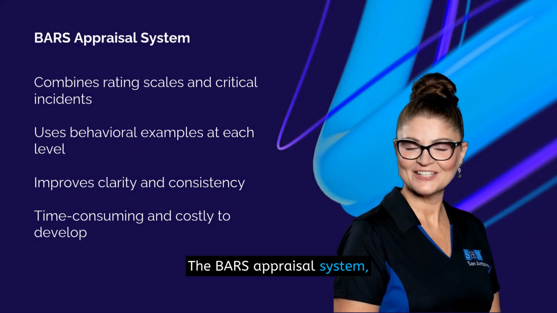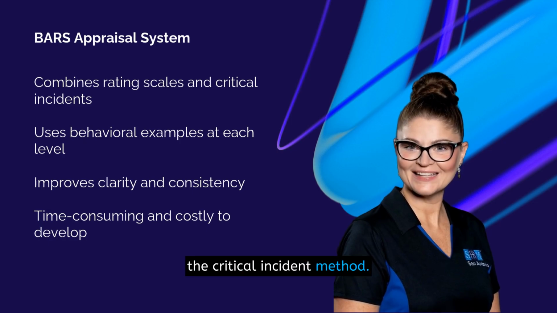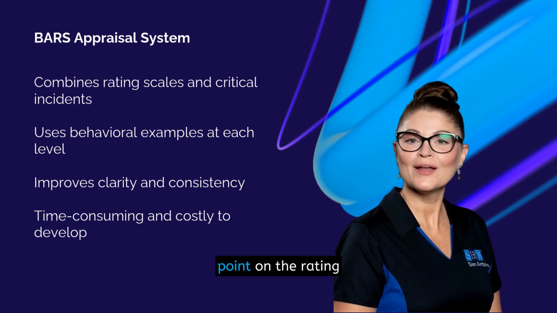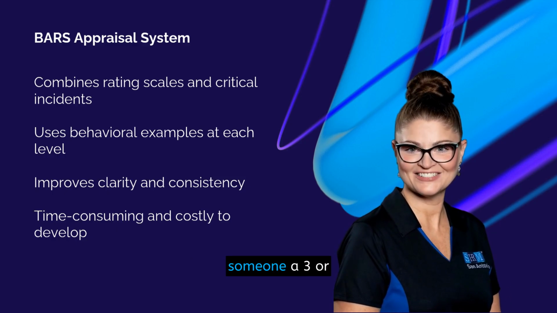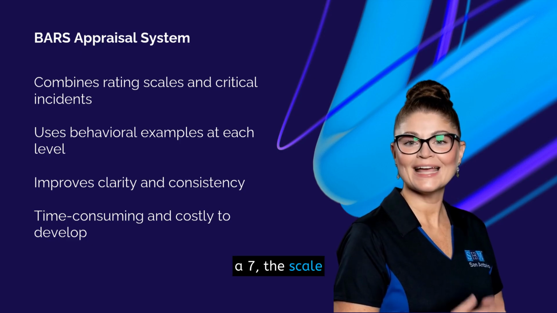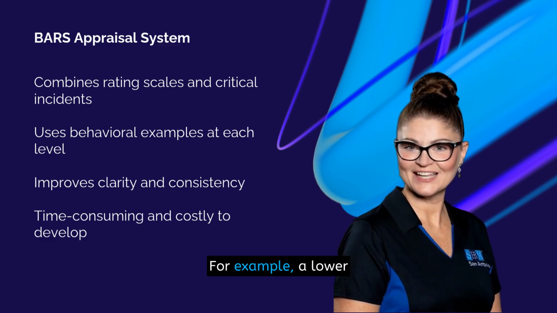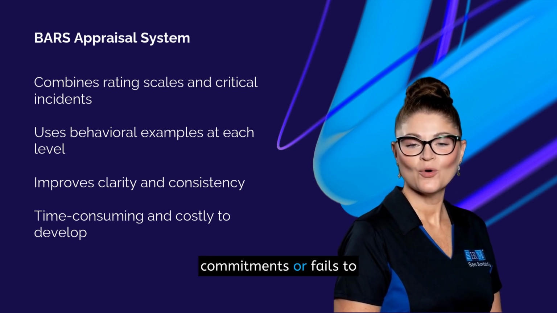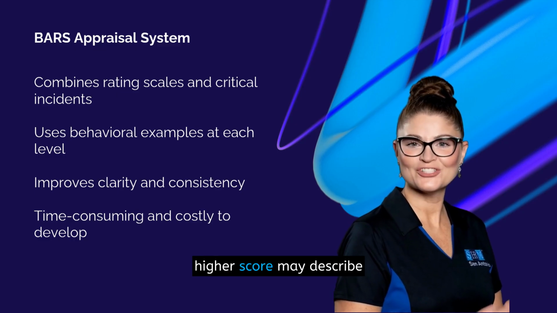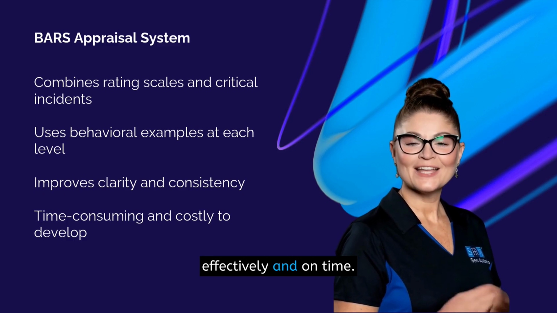The BARS appraisal system, or behaviorally anchored rating scales, combines the structure of a rating scale with the specificity of the critical incident method. In this approach, each point on the rating scale is anchored by a behavioral example. Instead of simply labeling someone a 3 or a 7, the scale explains what that level of performance actually looks like in practice. For example, a lower score may describe an employee who regularly misses commitments or fails to follow through, while a higher score may describe someone who consistently meets goals and serves customers effectively and on time.